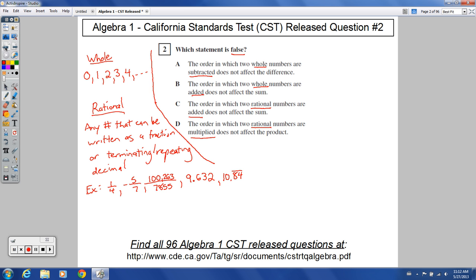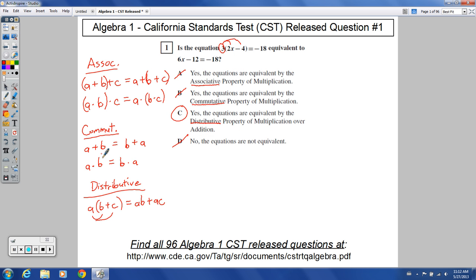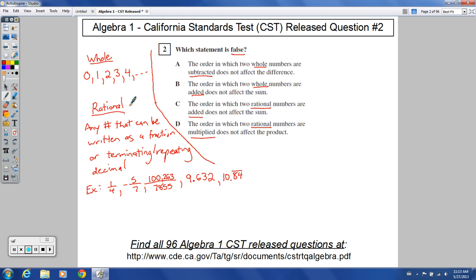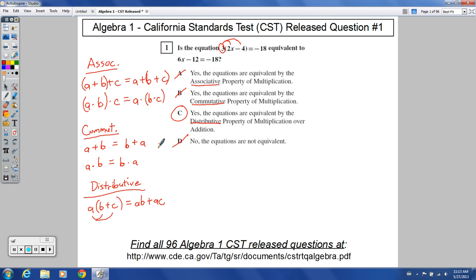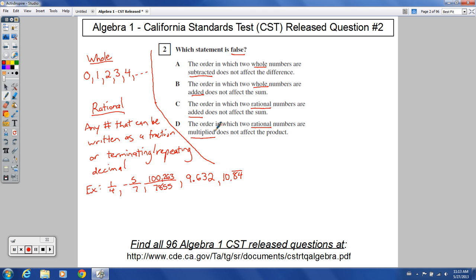If I go back to video number 1, we talked about the associative, commutative, and distributive properties of addition and multiplication. This one says the order in which rational numbers are multiplied doesn't make a difference. That's like this one right here. You can switch the order in which two things are multiplied, and it says that's going to hold. It doesn't matter what two numbers you pick.